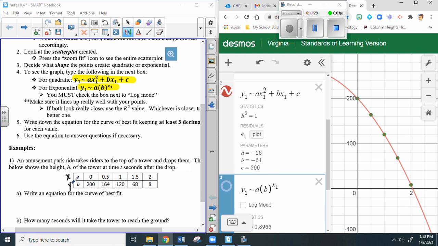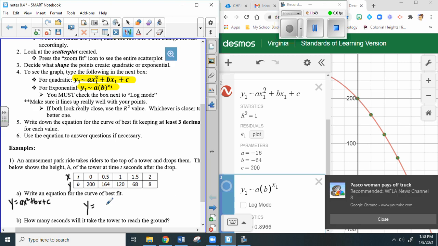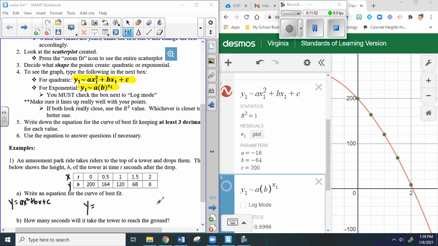And on your paper, you're going to literally write a quadratic equation, right? Remember we said that that was y equals ax squared plus bx plus c. You're going to write that down, but you're going to actually include the a, b, and c values that Desmos gives you. Okay? And so a is negative 16, so we're going to put that next to the x squared. B is negative 64, so we're going to put that next to the x, and then c is 200. All right? And there's the equation of the curve of best fit for this set of data.